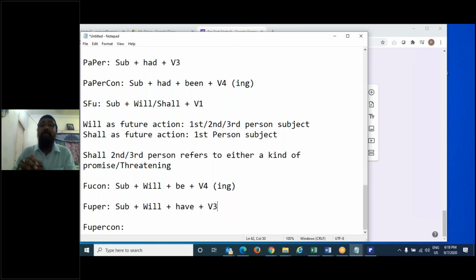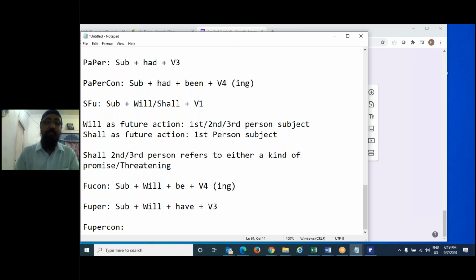By this time, I'll be completing my task. So we use this future in the future continuous form only. The future is generally used either in simple future or future continuous. Future perfect is not used much, neither future perfect continuous. But just for the rule's sake, we are allowed to know what they are.